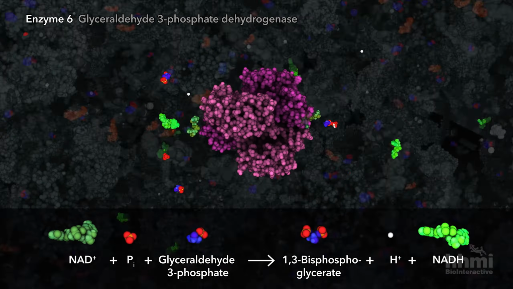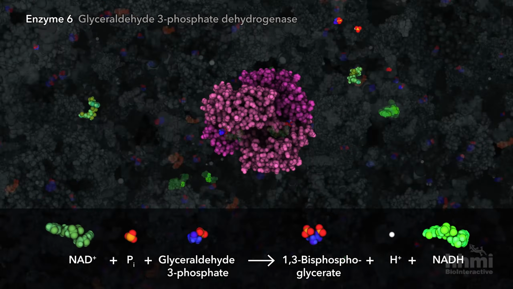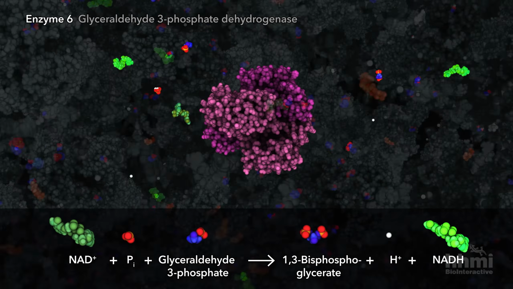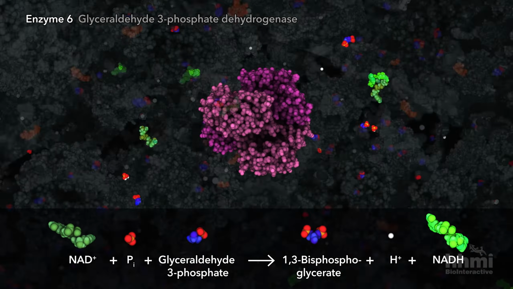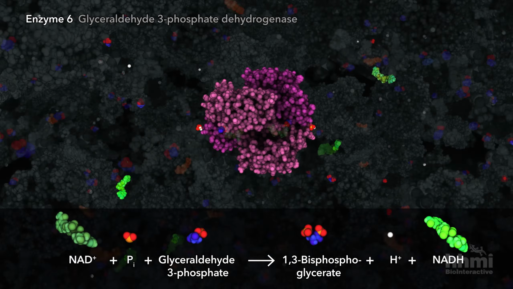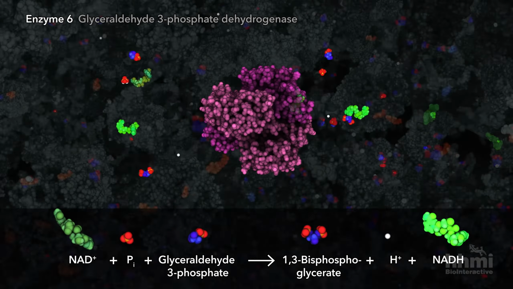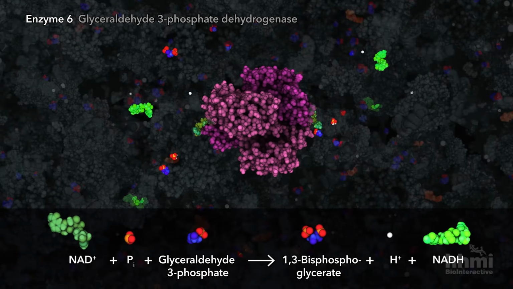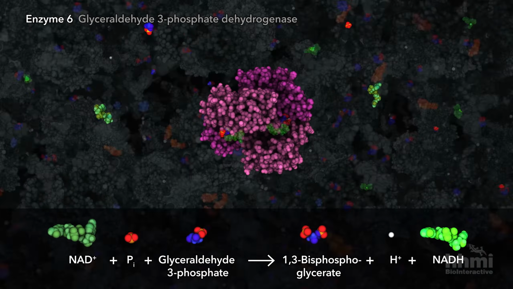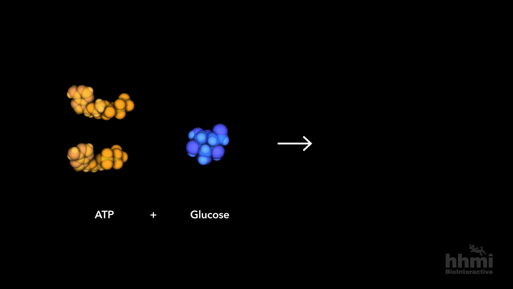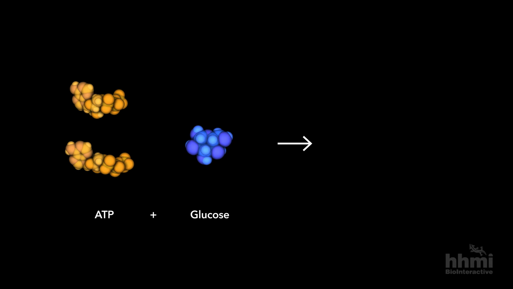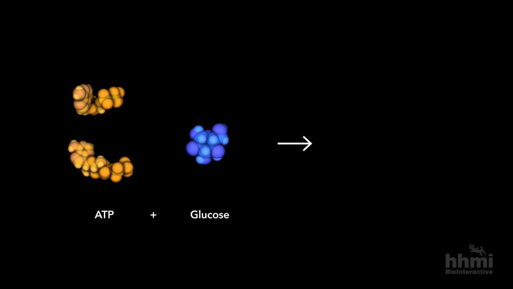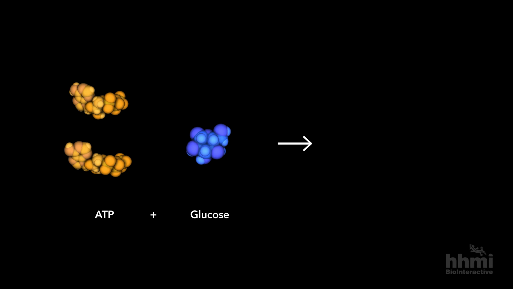The sixth enzyme adds a second phosphate to glyceraldehyde 3-phosphate, creating 1,3-bisphosphoglycerate, while 2 electrons are transferred to NAD+, which is reduced to NADH. Halfway through glycolysis, the cell has consumed 2 ATP molecules, breaking down glucose, and is now ready to capture energy in return.